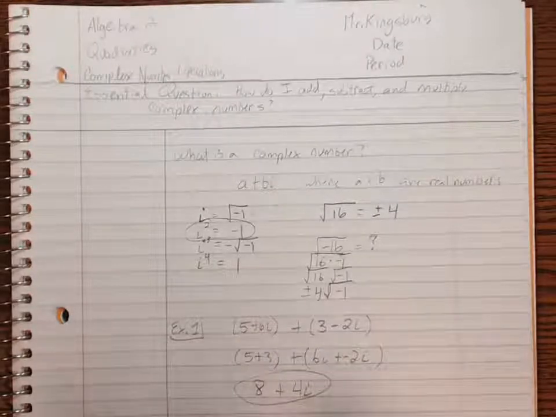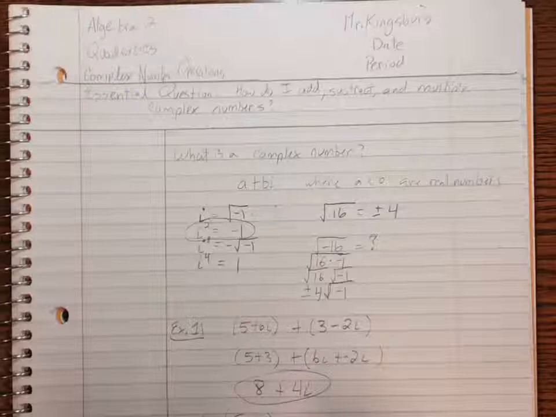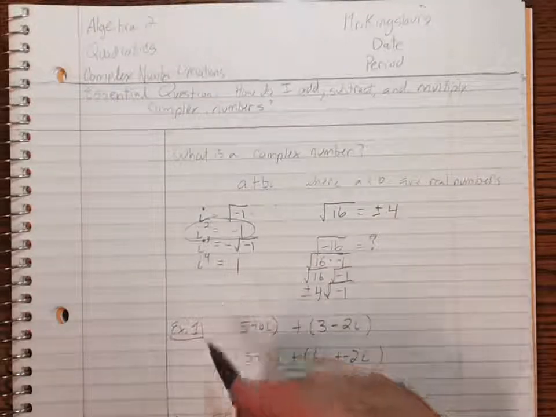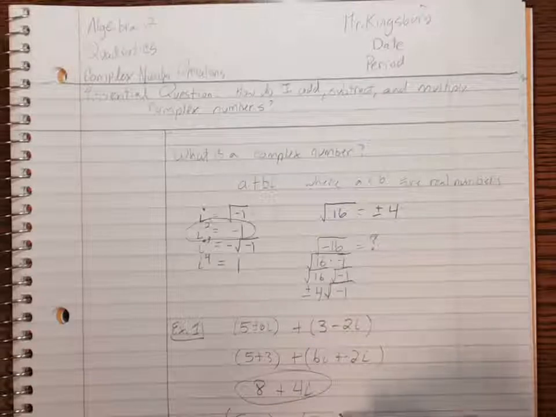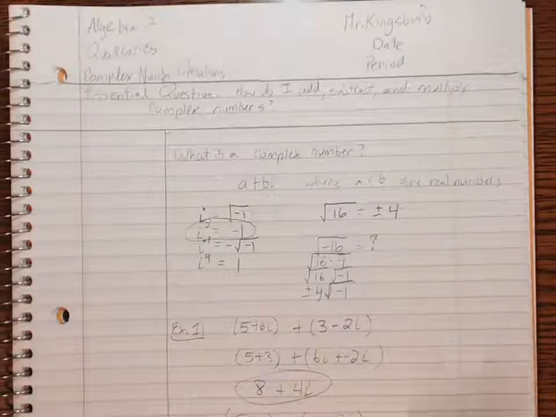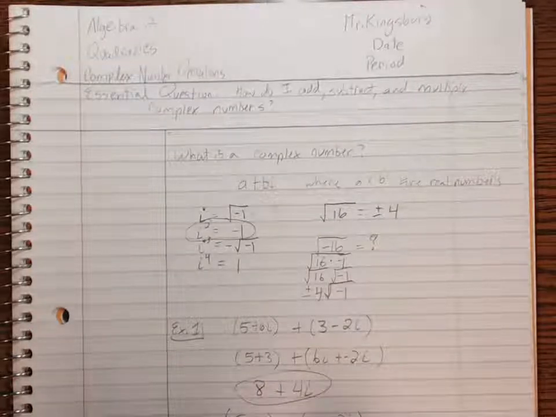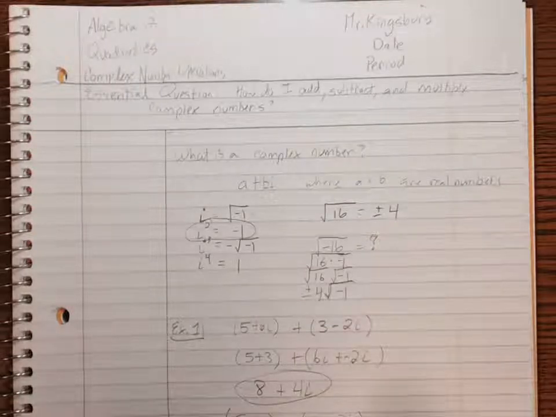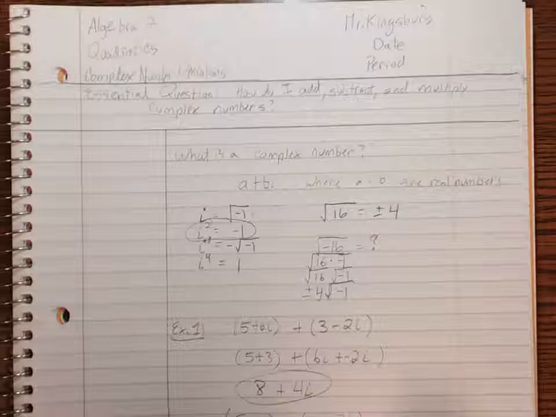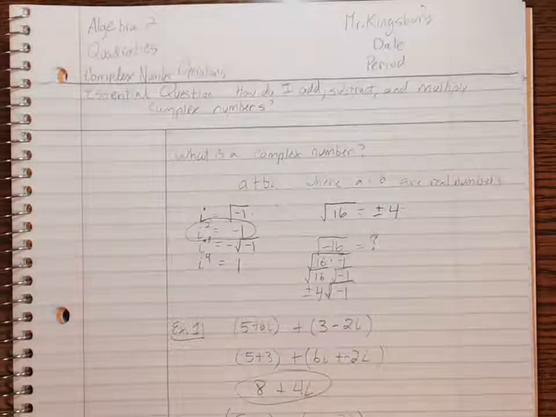What if I did the same thing? 5 plus 6i, and I subtracted 3 minus 2i. Again, all I have to do is put this stuff together. That's the same. So I would do 5 minus 3, and I would do 6i minus -2i, and we'll add those pieces.